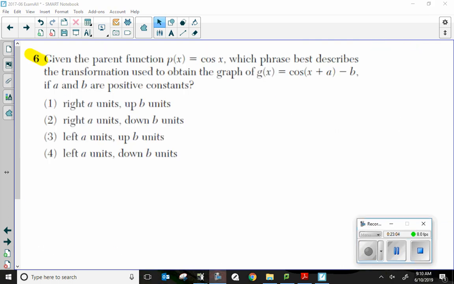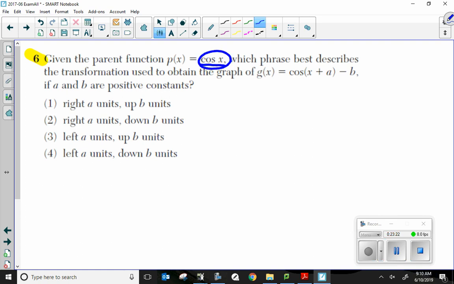All right, so after a pain in the tuchus problem, we now have a nice, easy problem. Given the parent function, p of x, which is cosine of x, this is what we're starting with. Which phrase best describes the transformation to obtain this? How do we get from cosine of x to this thing right here? All you got to do is know your rules for movements. They're going to tell you, assume that a and b are both positive integers.